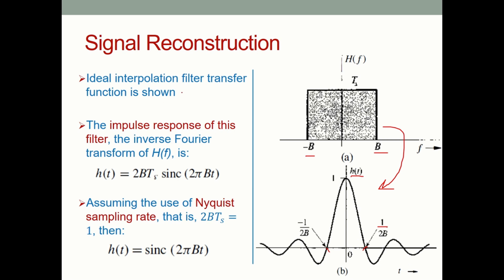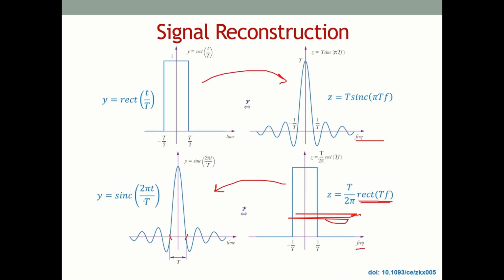So the ideal interpolation filter is shown here, H(f) in the frequency domain. Its time domain is equal to this. So this is a sinc function, sinc(2 pi B t). So its time domain is here. When we consider these variables, as we said, T is 1 over 2B.